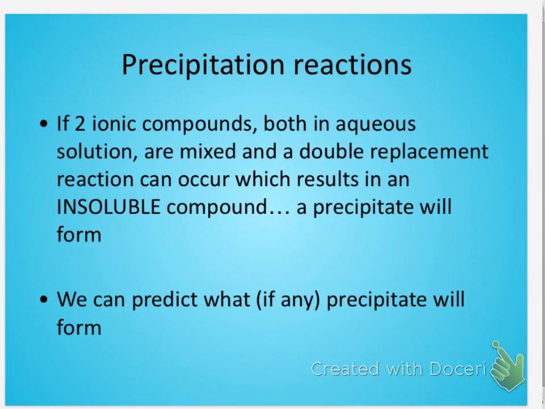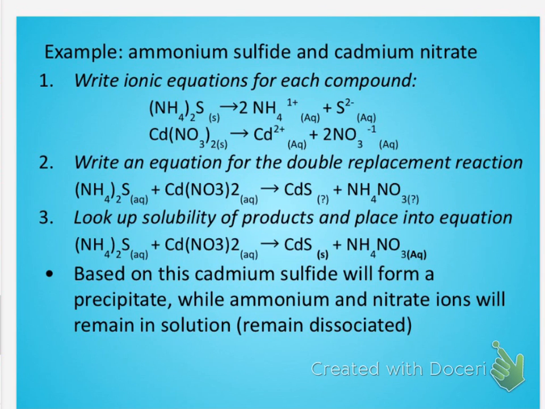The way we do that is very, very stepwise, and if you want to just hang and listen before you start to write, you can. You write ionic equations for each of them, a dissociation equation. So you take the two reactants. Here we were told that we have ammonium sulfide and cadmium nitrate. Great. We write a dissociation equation for each of them. You know how to do that.